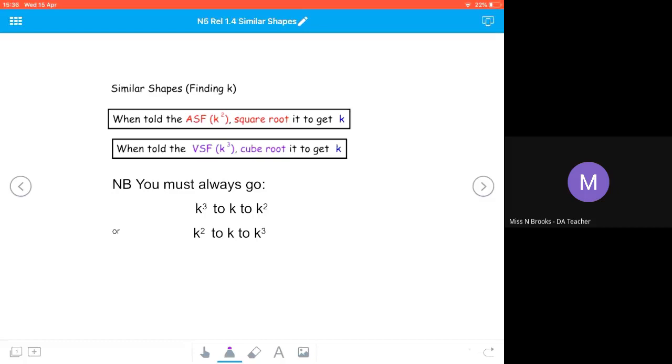Please note, you must always go from k cubed back to k and then forward to k squared, or from k squared back to k and forward to k cubed. You can't go straight from an area scale factor to a volume scale factor, and you can't go straight from a volume scale factor to an area scale factor.